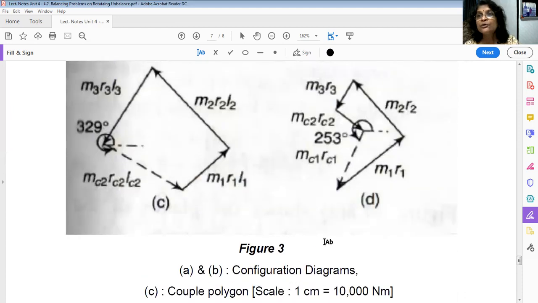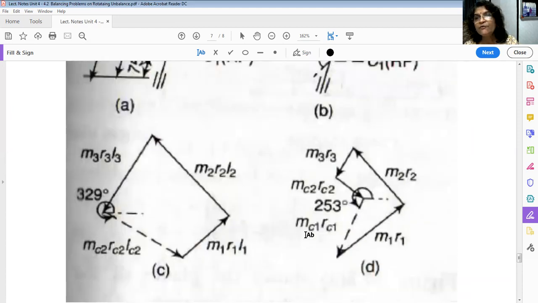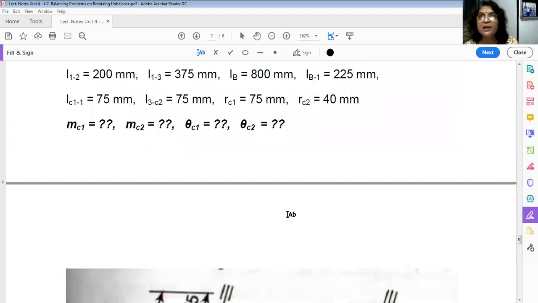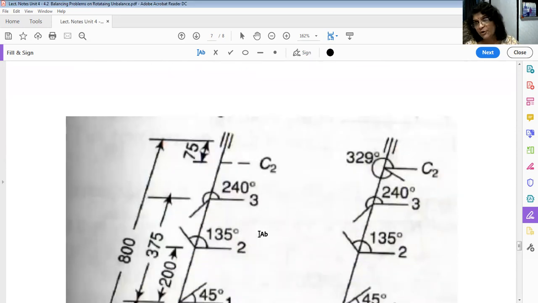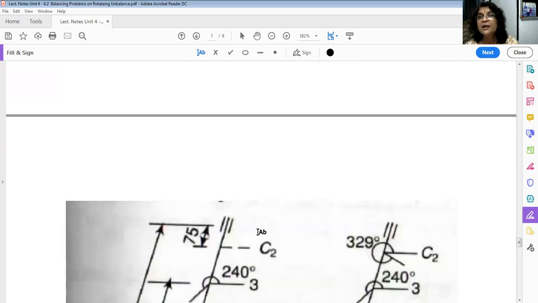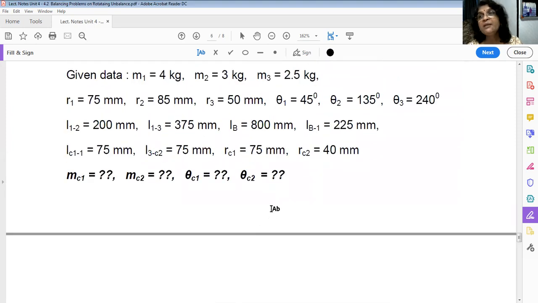So this is the force polygon and couple polygon, and these are the diagrams. Understood? Now in the next lecture, we will be solving two difficult problems. This was a simple problem. In the next lecture, that is on Monday, we will be solving two problems on rotating unbalance, and that will complete our rotating unbalance. After that, we are going to study balancing of reciprocating masses. So thank you very much.